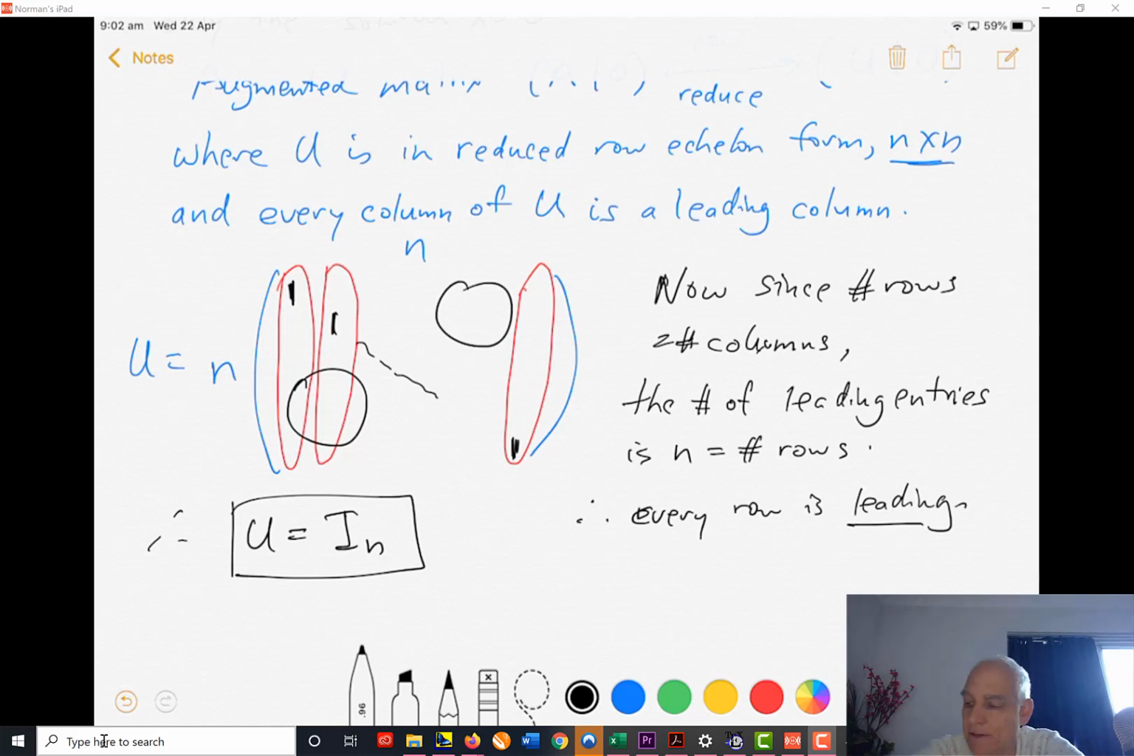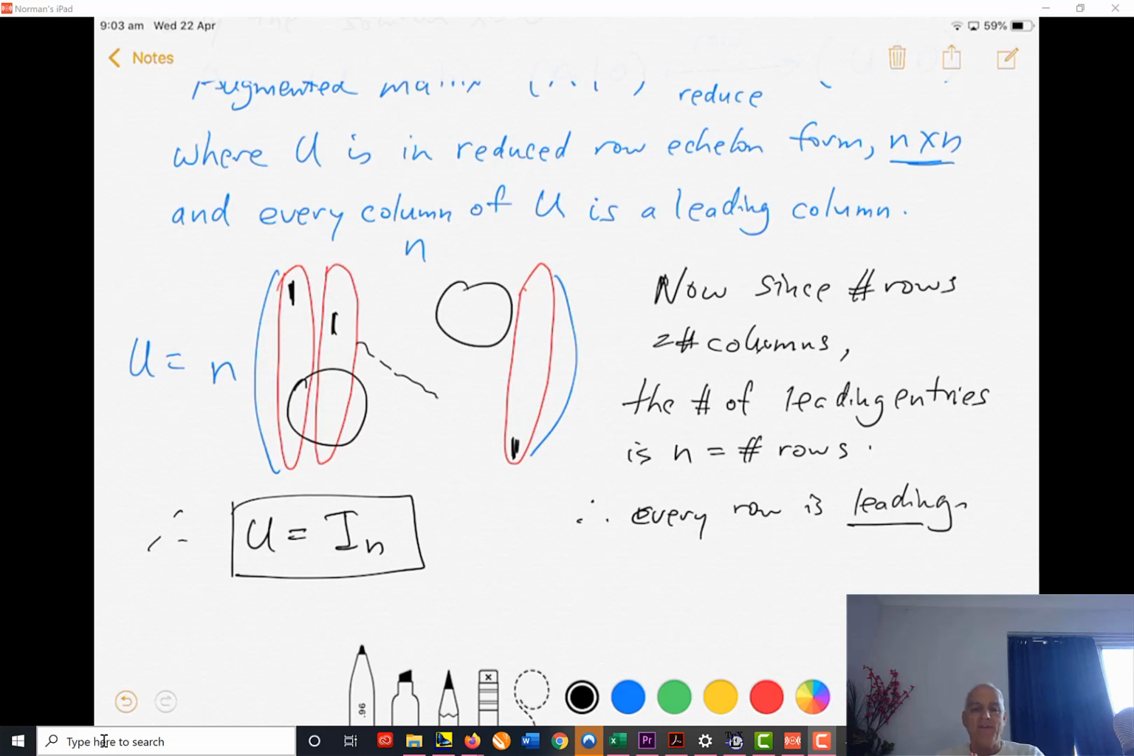That's the consequence, okay? As a result of our assumption that AX equals B always has a solution, and in particular that AX equals 0 always has a solution, we can deduce that the reduced row echelon form for our matrix A has to be the identity.